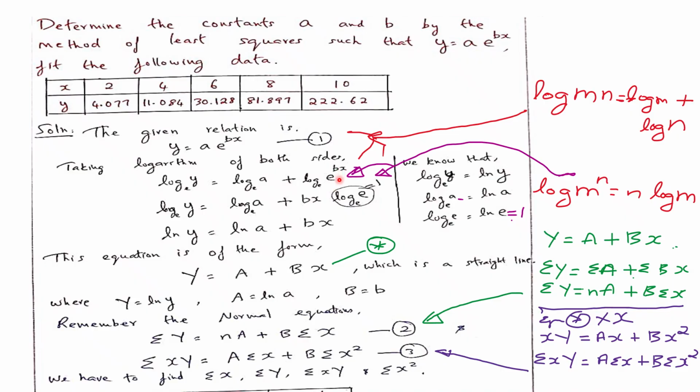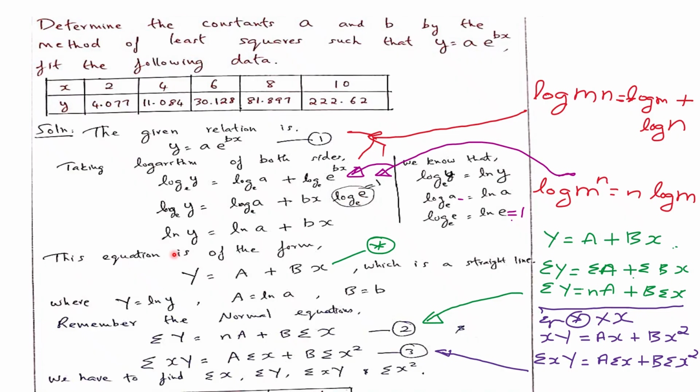Okay, so we have log m to the power n is equal to n log m. That means n, that is b into x, into log base e of e. And you should also know that log base e of e is equal to 1. So remember that. So what remains here is log y. See, log base e can also be written as ln. We read it as log only. So log y is equal to log a plus this b into x only remains, because this becomes 1.